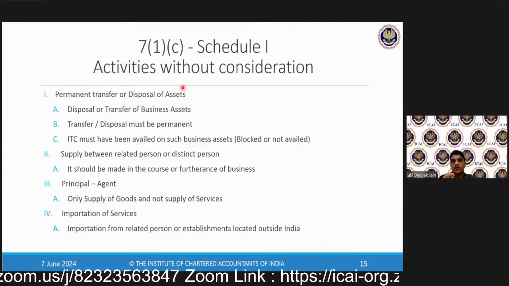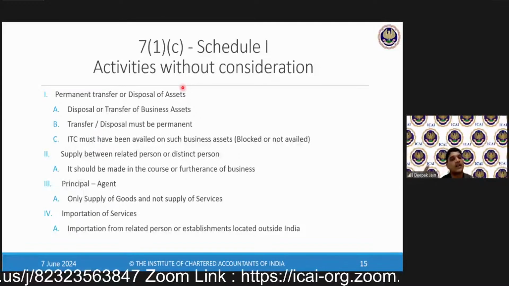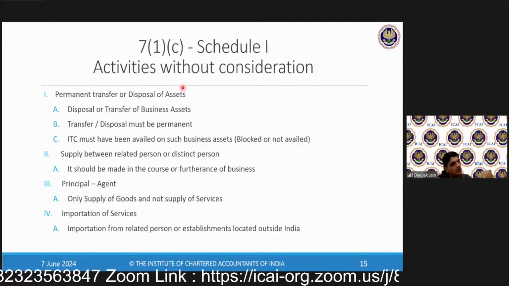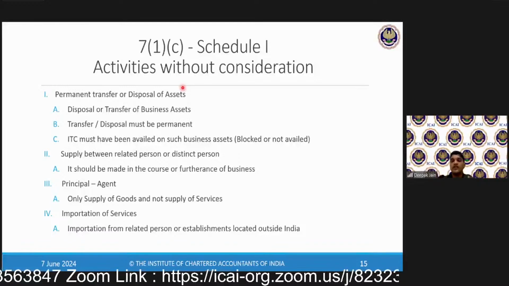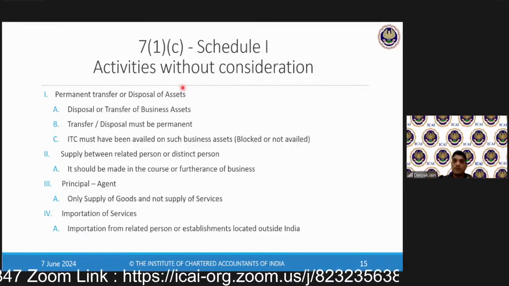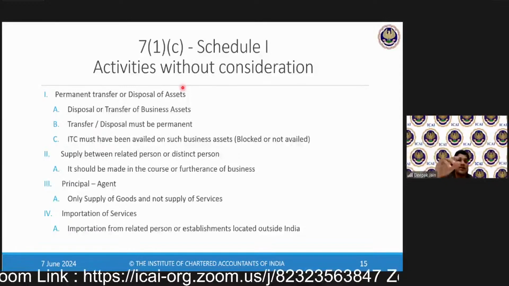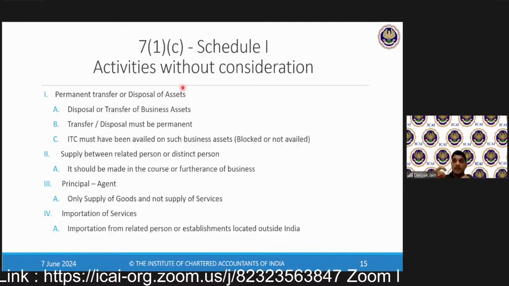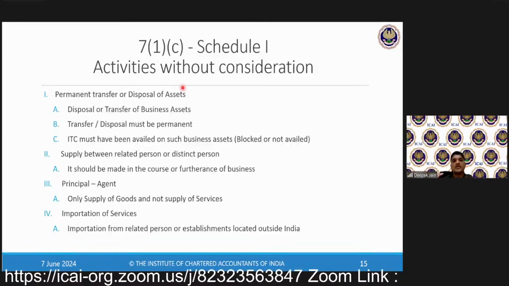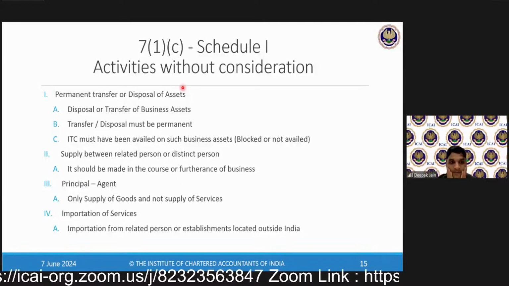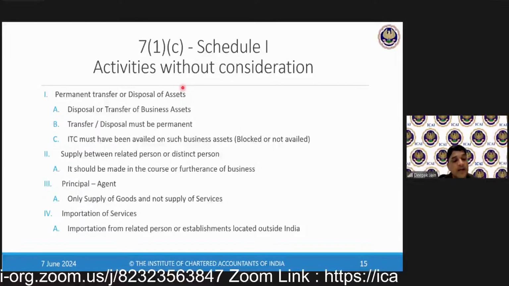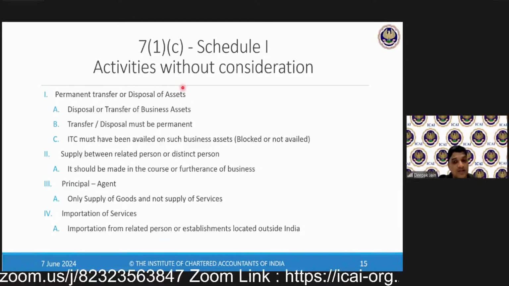So in case of permanent transfer or disposal of assets, what is happening? You have claimed the ITC. Now, when you're disposing it off, there is an outward supply, but GST you're not paying. That's why it's under Schedule 1 saying that you have to pay GST even if there is no consideration. Got the logic?